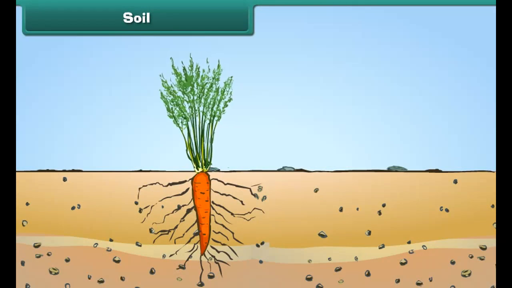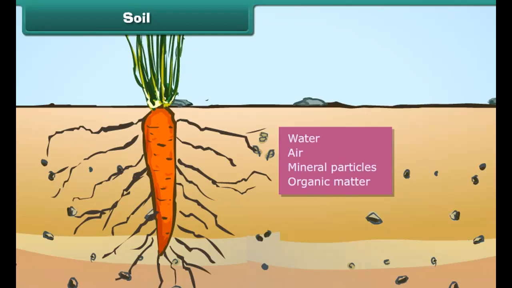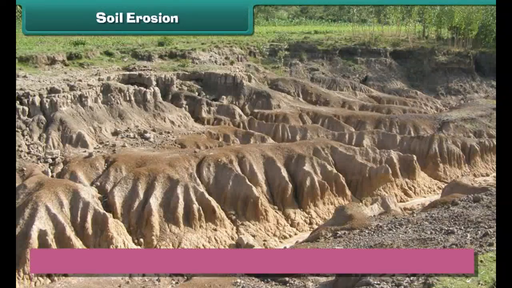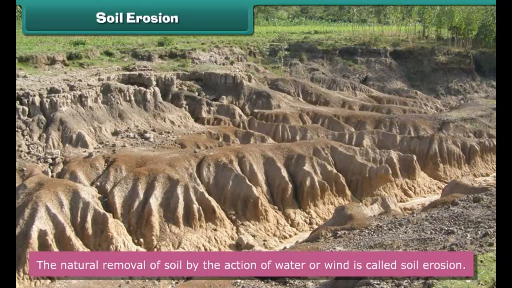Most soils contain 4 basic components: water, air, mineral particles, and organic matter. But the fertility of soil has decreased significantly. This is mainly because of soil erosion. Come, let us learn about it. The natural removal of soil by the action of water or wind is called soil erosion.